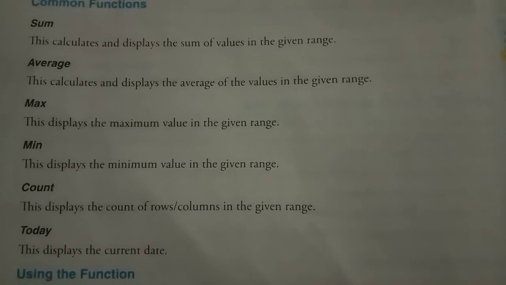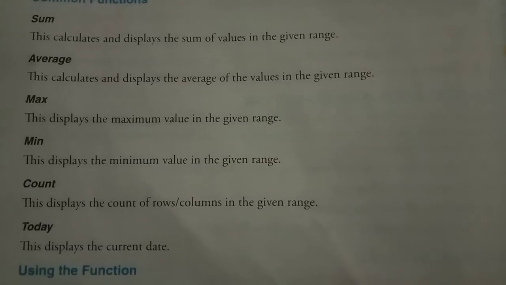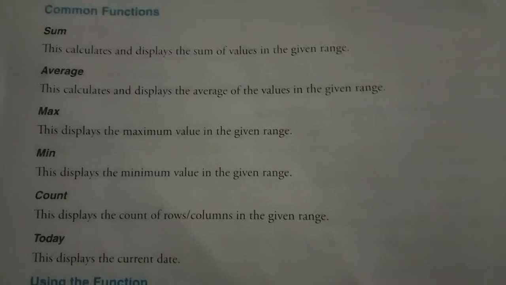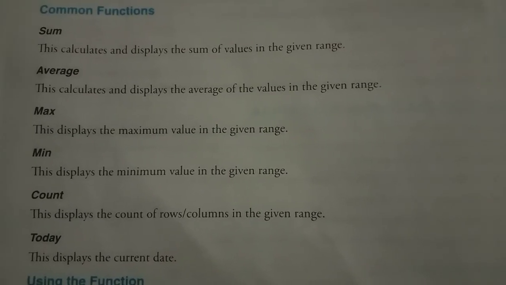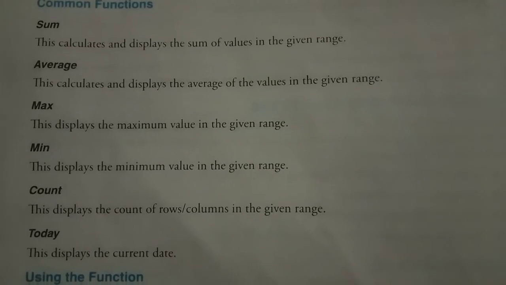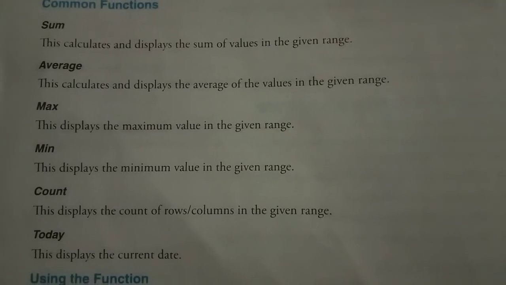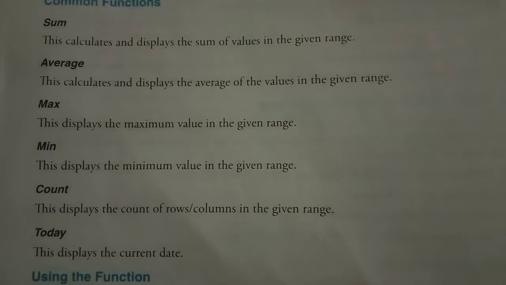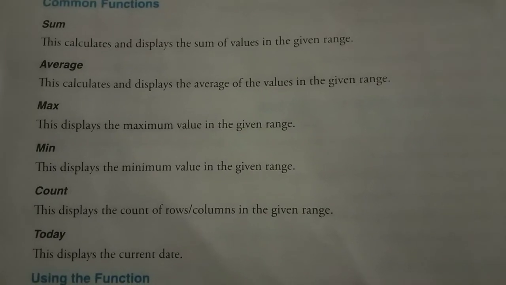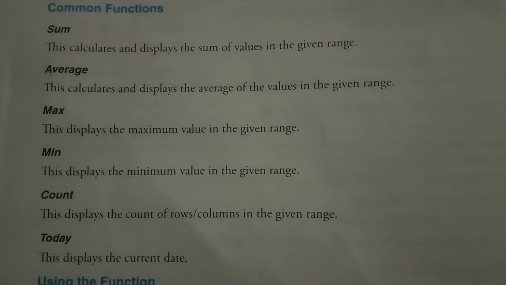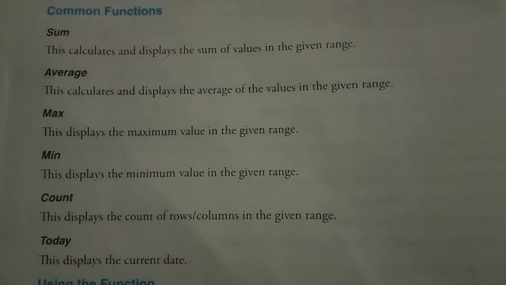Sum means, all of you know, whenever we add some numbers it is called sum. It calculates and displays the sum of values in a given range. In a given range, if we want the sum of those numbers, we have to follow the function sum. Then the next one, average. All of you know the meaning of average. This calculates and displays the average of the values in the given range. Whatever values are given, the system automatically shows you the average of those numbers after applying this formula.